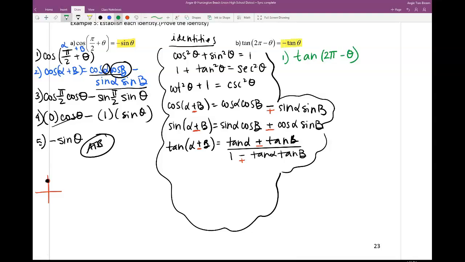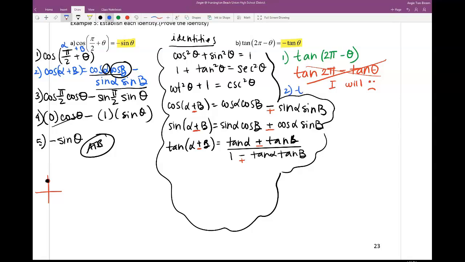Now, this is what I don't want you to ever do. Please don't do this. I would cry, okay? Tangent of 2 pi minus tangent of theta, okay? That's not okay. I will cry. Okay. All right. So, but now that you have this, I will now use an identity.